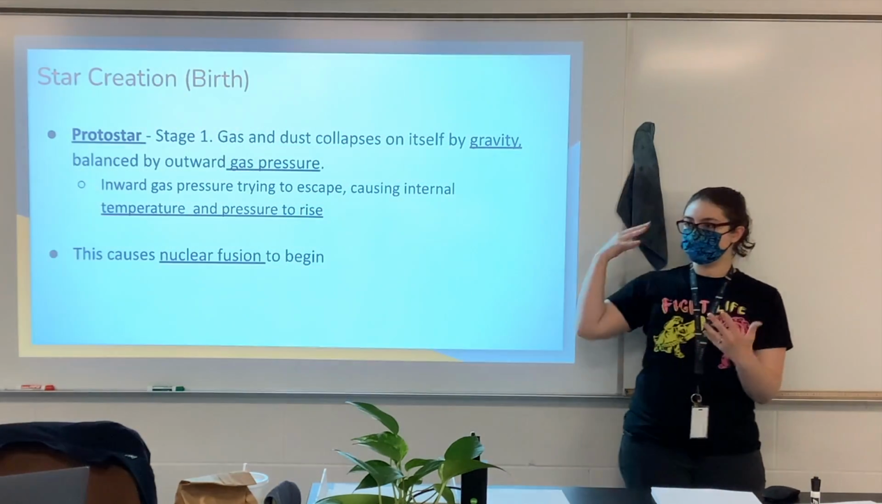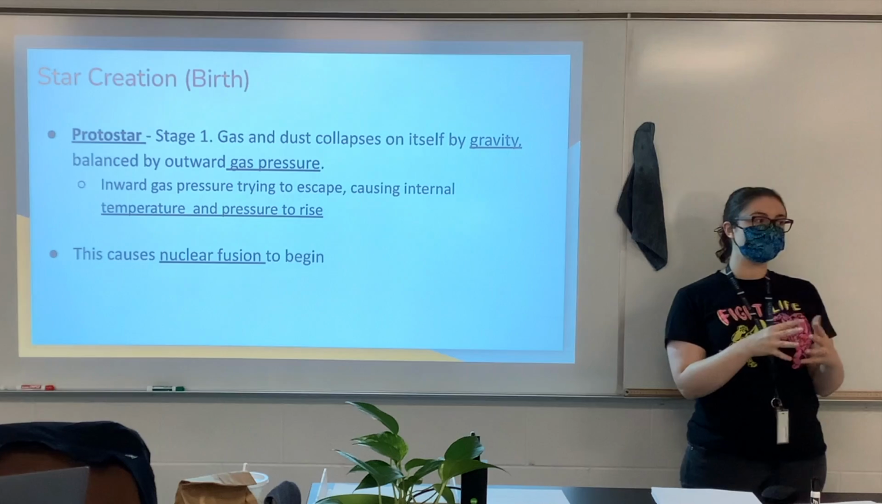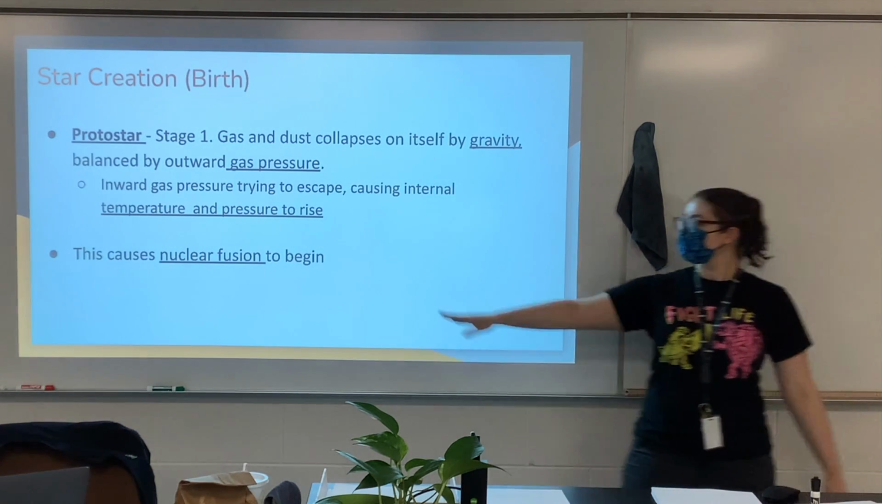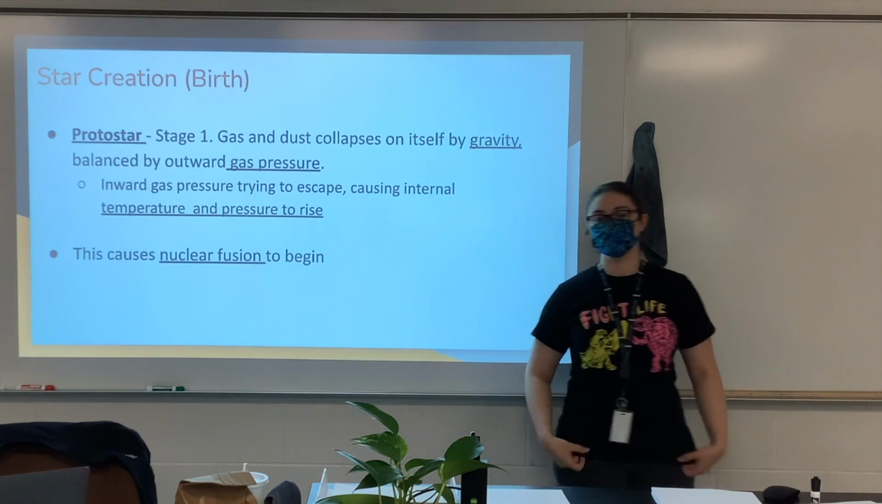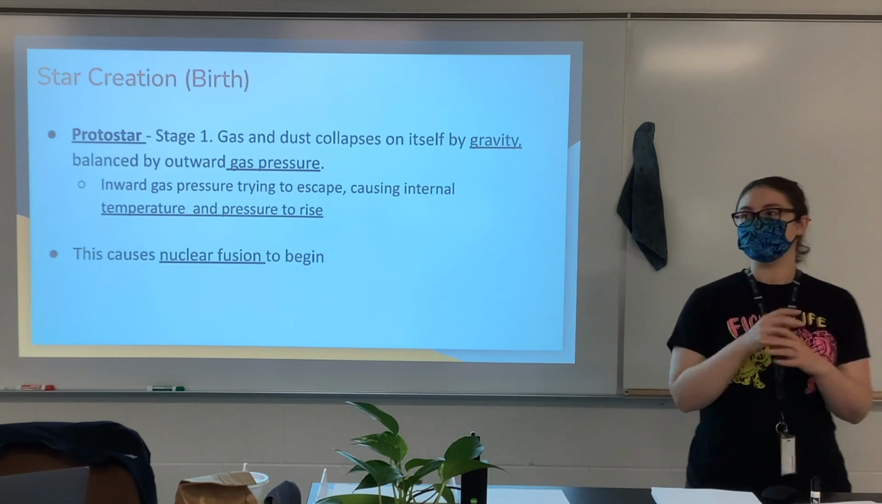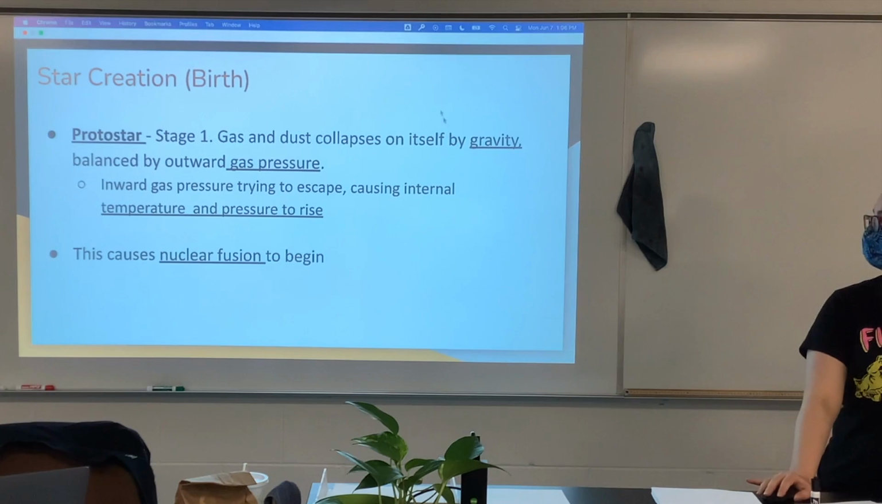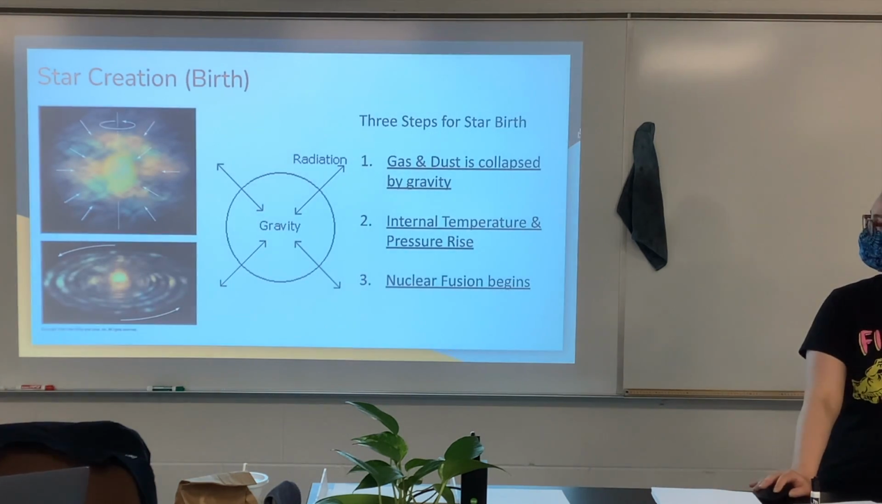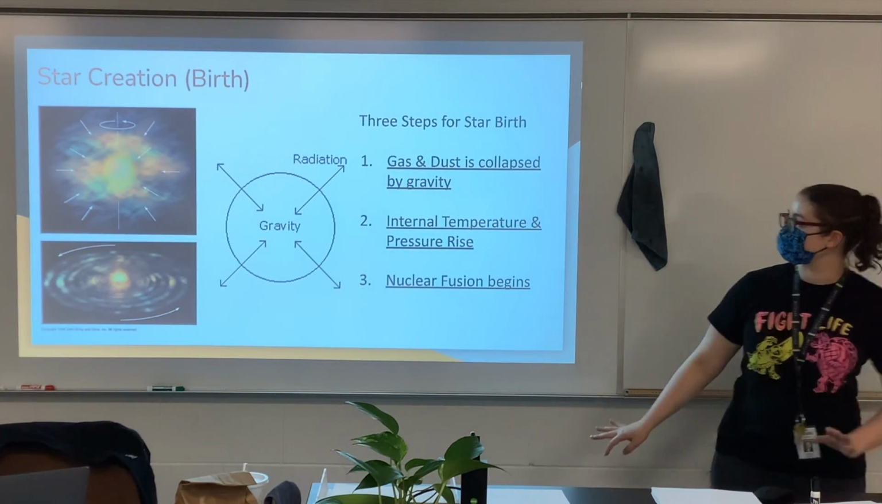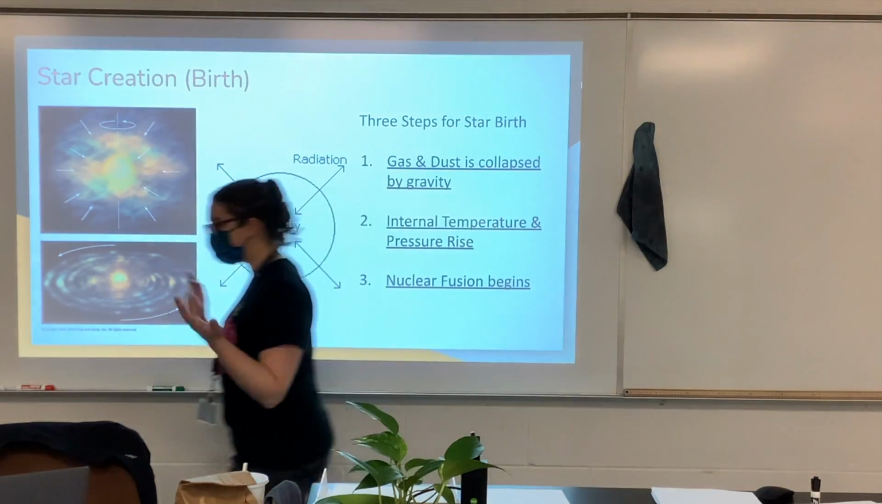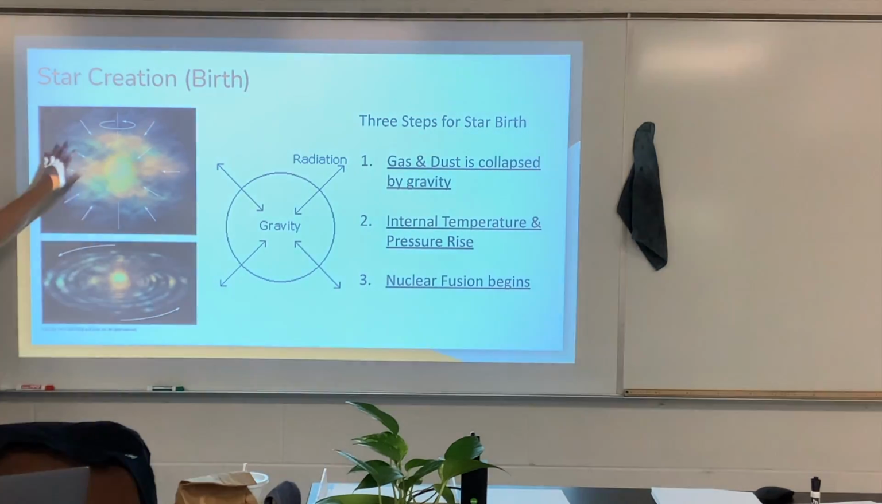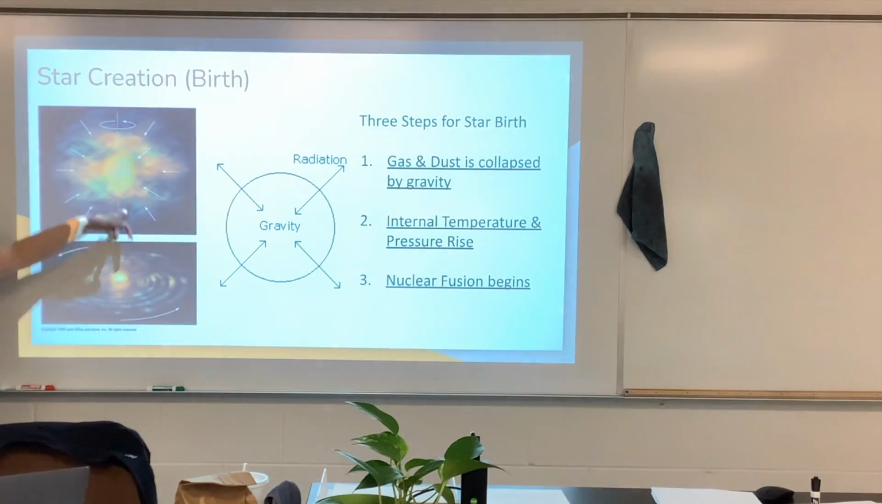They will continue to rise, and once temperature and pressure have gotten high enough, then nuclear fusion will begin. And that's when the star is born. It becomes an official, full-fledged star rather than a protostar. So here's a diagram that we can think of it with. Step one for a protostar is you start to have gas collapsed by gravity. So the gas starts to get collected together in this big ball here.